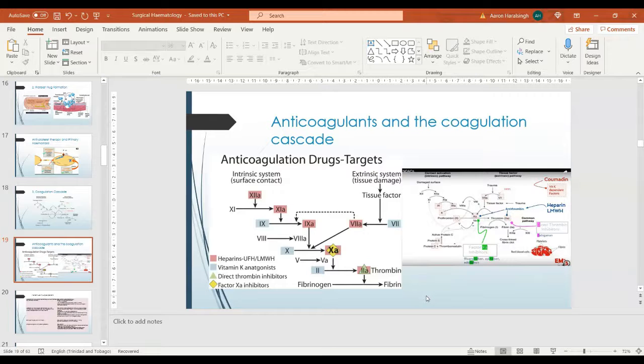Then we have rivaroxaban. So rivaroxaban is a factor 10A inhibitor, and there's no reversal for that particular drug.